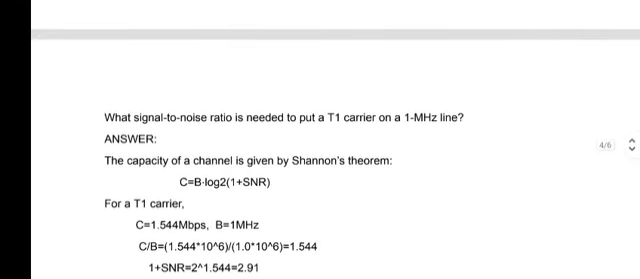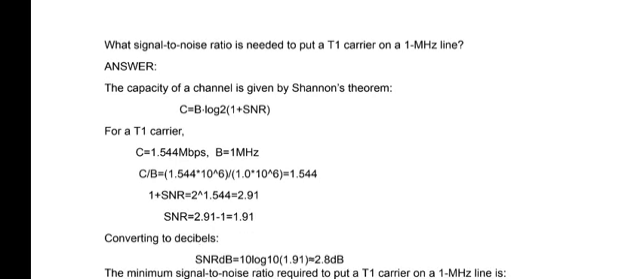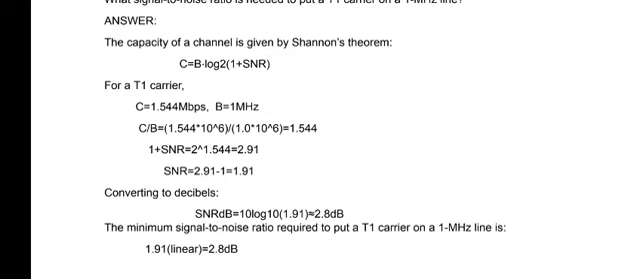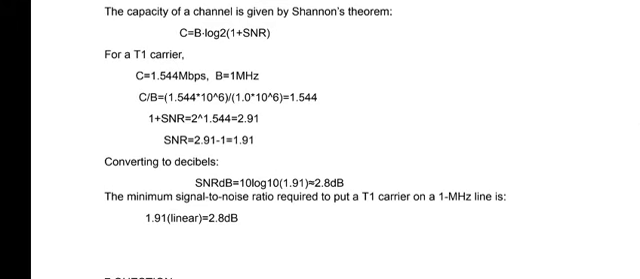Sixth question. What signal to noise ratio is needed to put a T1 carrier on a 1 MHz line? The capacity of a channel is given by Shannon's theorem, C equals B log of 1 plus SNR to the base 2. For T1 carriers, C equals 1.544 Mbps and B equals 1 MHz, and SNR equals 1.91. Converting into decibels, SNR equals 2.8 decibels. The minimum signal to noise ratio required to put a T1 carrier on a 1 MHz line is 2.8 decibels.